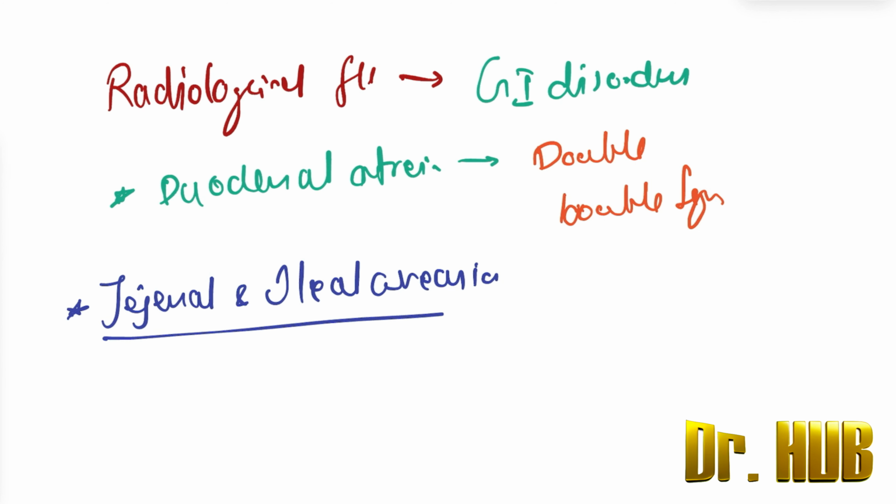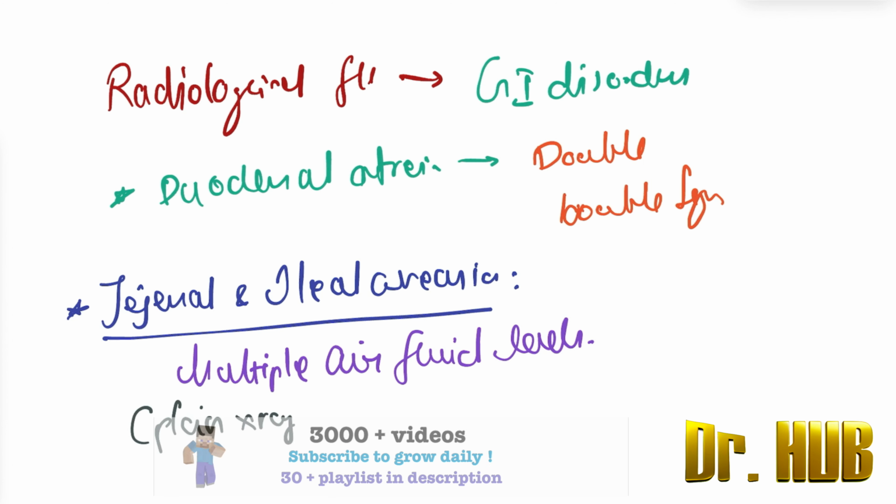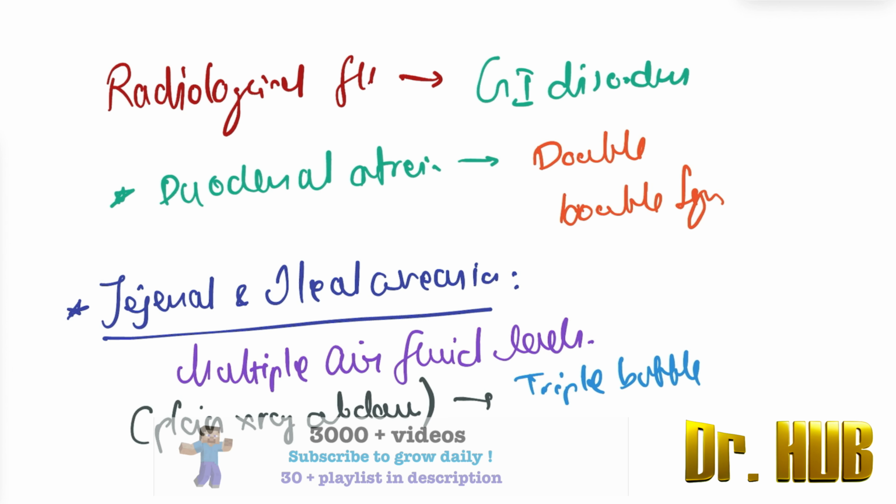What happens in jejunal and ileal atresia? Here there are multiple air-fluid levels on a plain erect X-ray of the abdomen. It presents as a triple bubble sign.